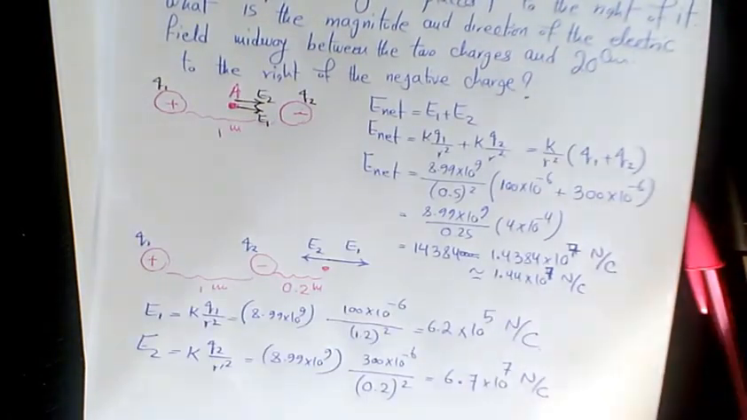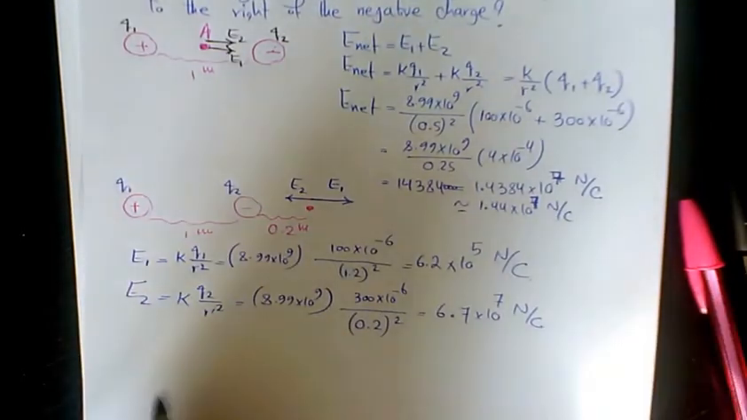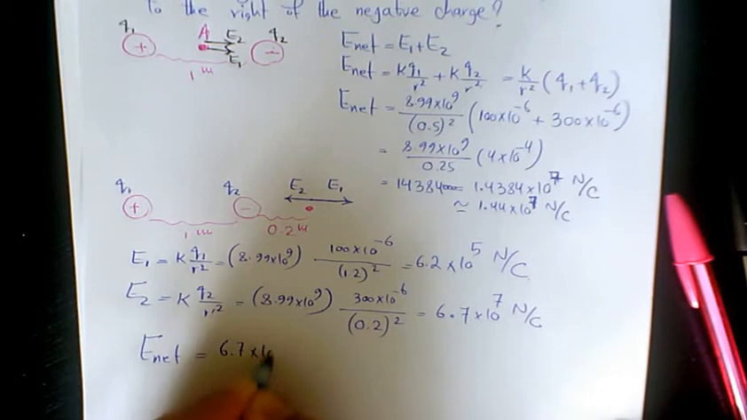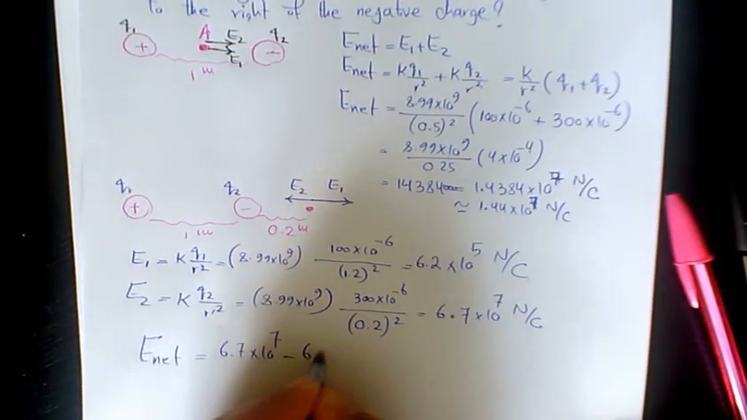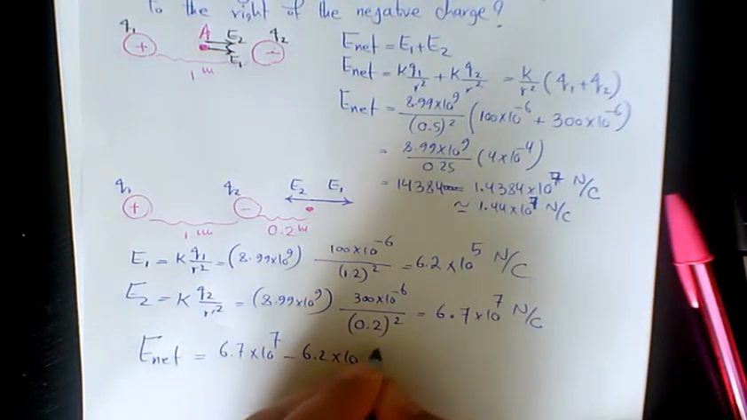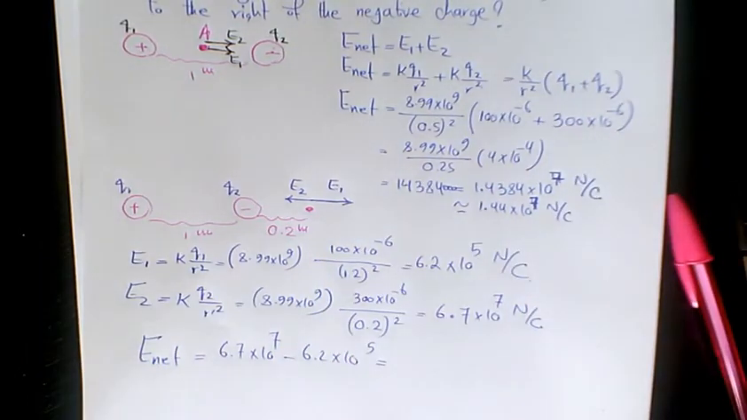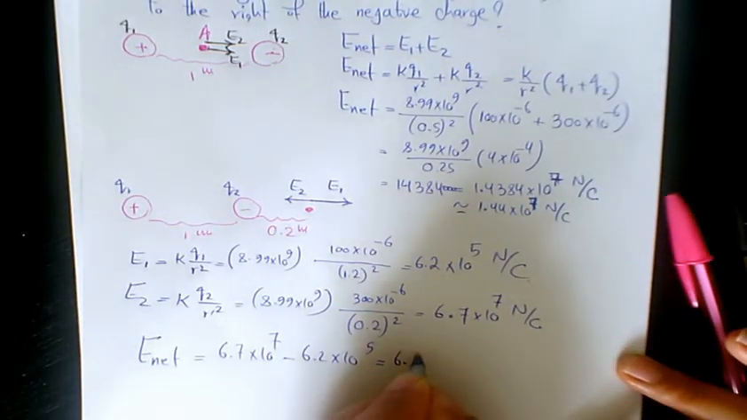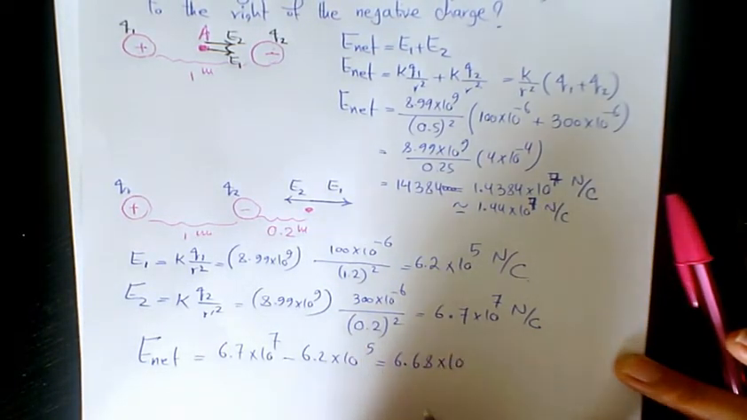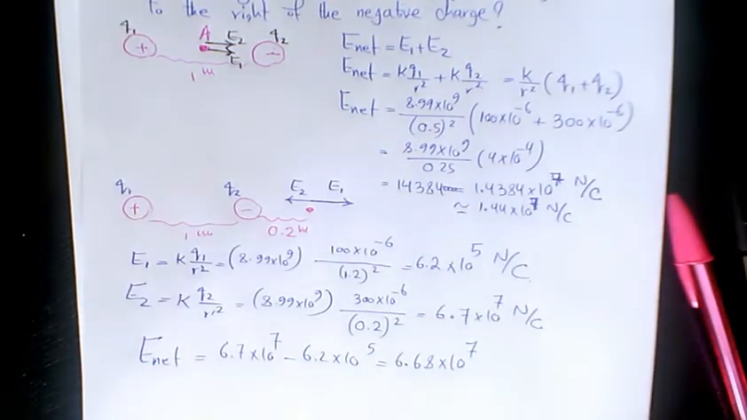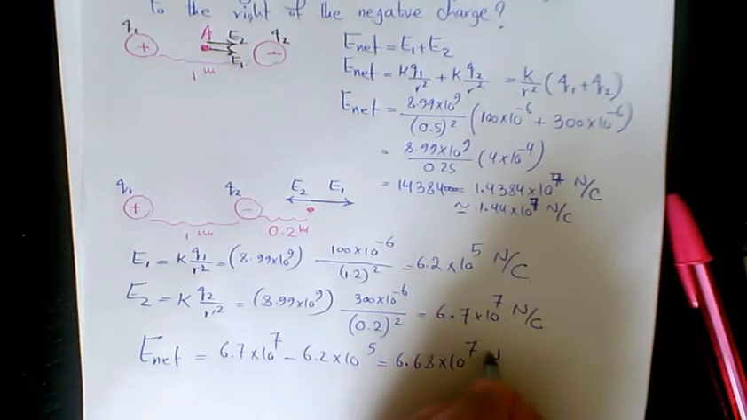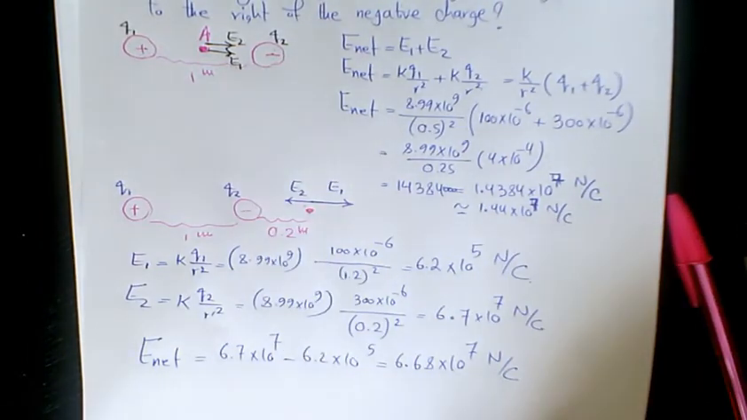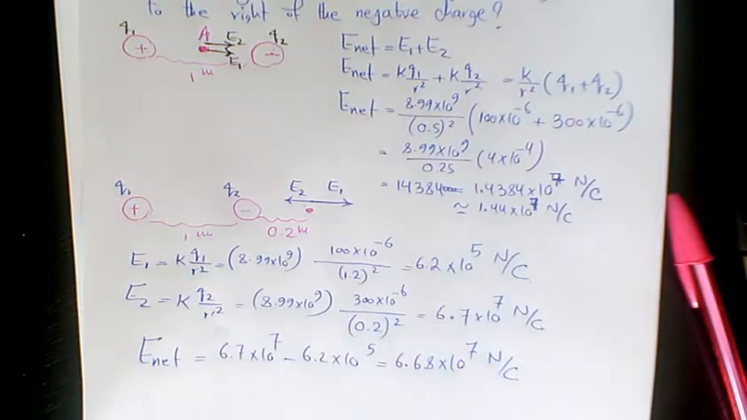So since E2 is greater than E1, we can say E net equals 6.7 times 10 to the power of 7 minus 6.2 times 10 to the power of 5. That is going to give me around 6.68 times 10 to the power of 7 Newton per Coulomb. And E net is going to go toward left because E2 is much greater than E1.